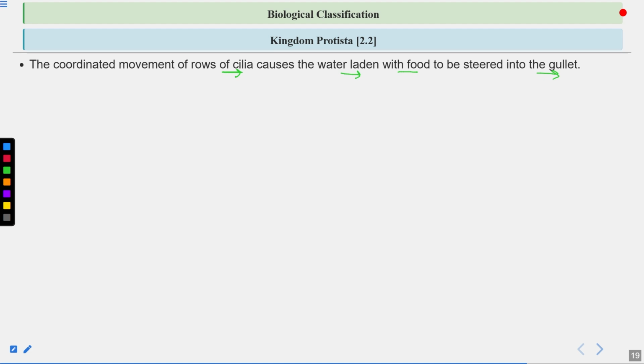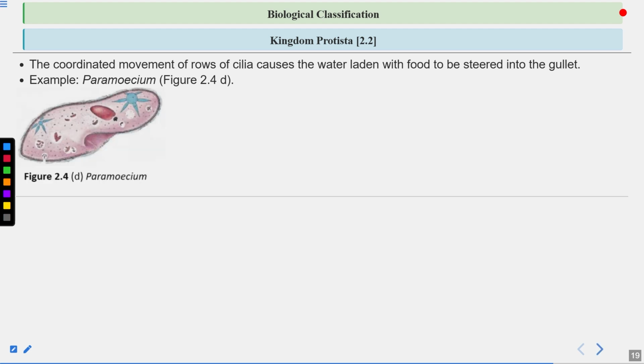So there is a movement of the cilia. Due to movement of the cilia, what happens? The water which consists of the food enters into the gullet. So it helps in feeding, you can say. Example is paramecium. Let's have a look at the image of the paramecium.